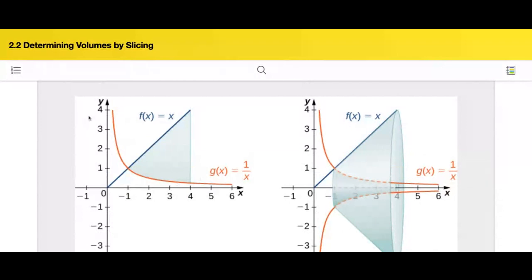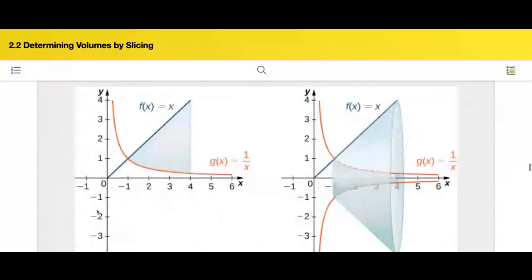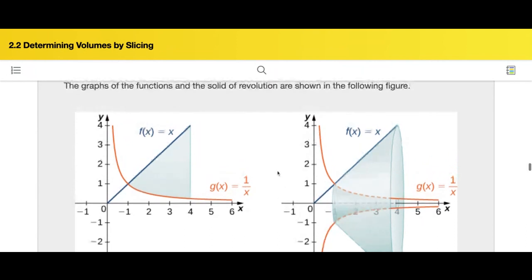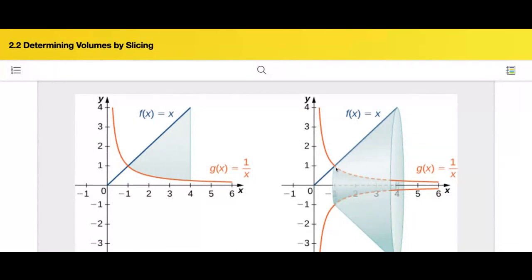So 1 over x is the orange color, and because the interval is from 1 to 4, we don't have to care about the other branch. The identity function just cuts the first quadrant in half. So from 1 to 4. We see this hollowed part is under the dotted orange curve. That part is just hollowed.